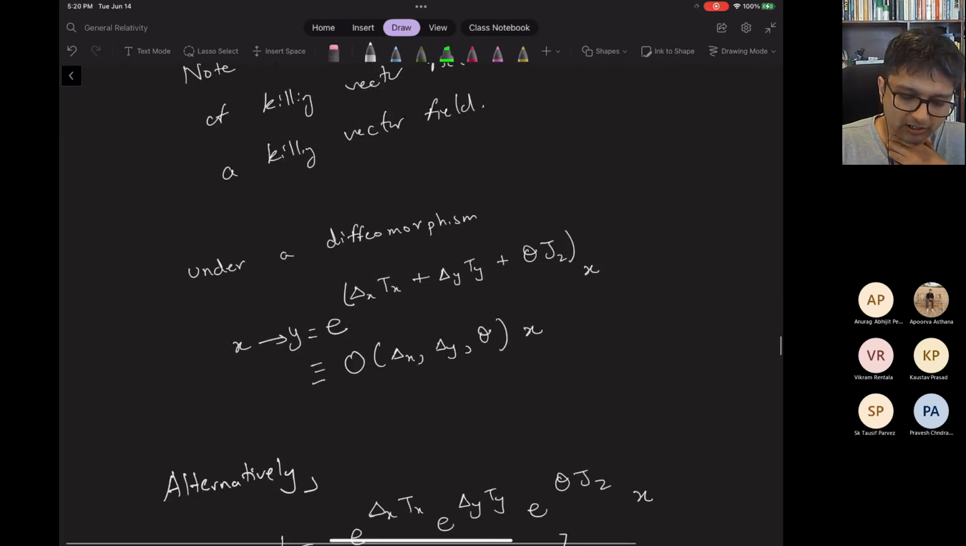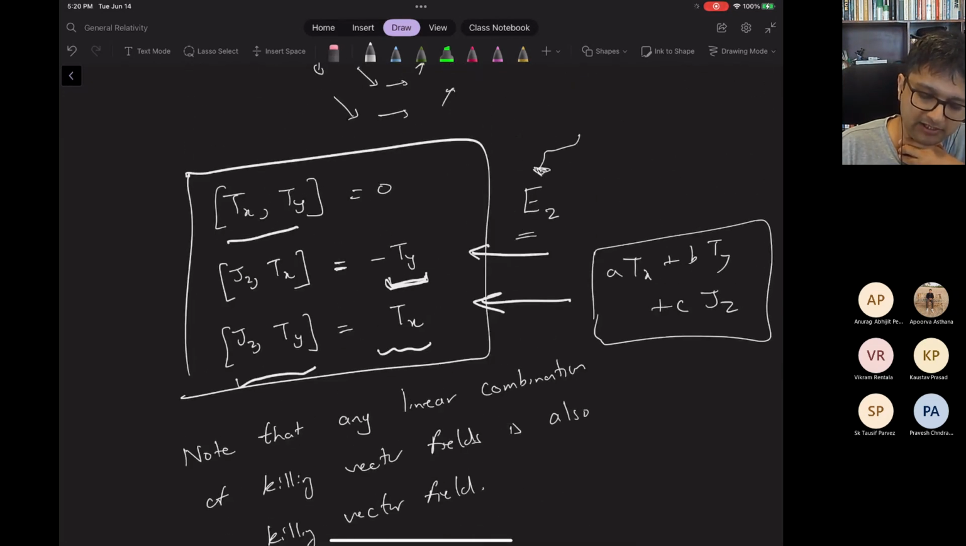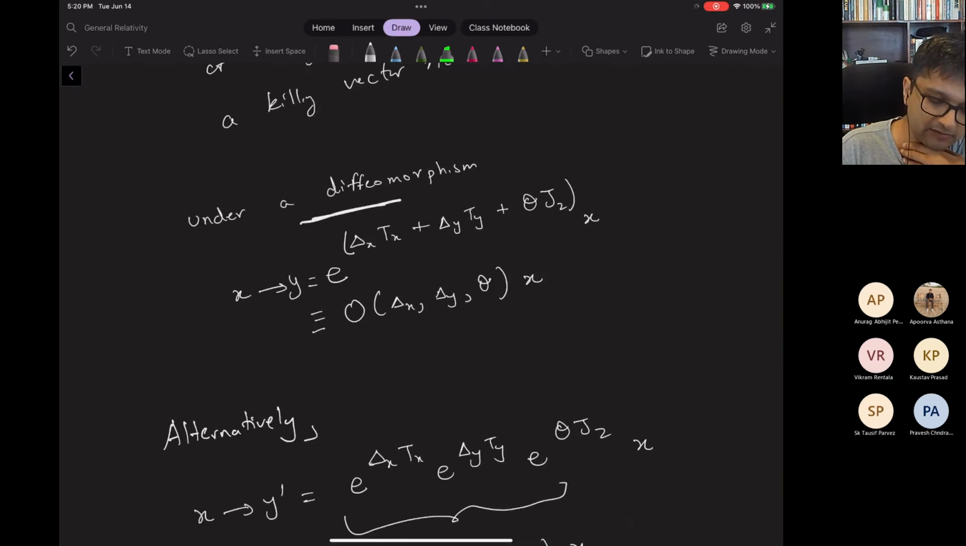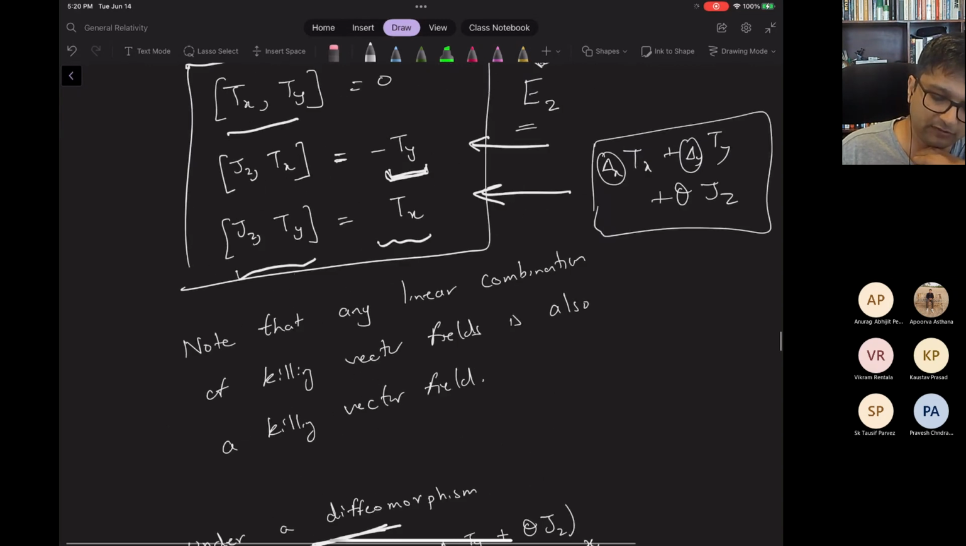So under a general diffeomorphism, instead of taking A, B, C, let me take parameters which are real numbers, which I'll denote as delta x, delta y, and theta. Delta x is some real number, delta y is some real number, and theta is a real number. So I'll write a general transformation under diffeomorphism: X transforms to the point Y, where this is the exponential of this Killing vector.